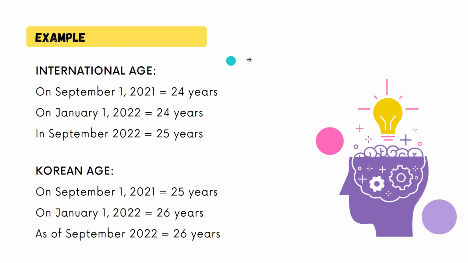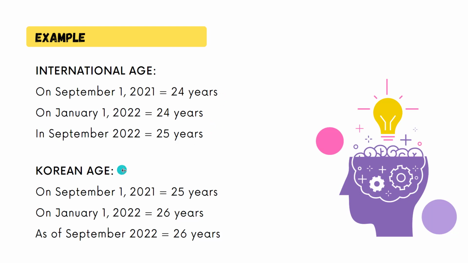When it comes to international age, if you're born in September, say your age is 24 years on September 1, 2021, then on January 1 you will still be 24 years, because you're not going to follow any Korean culture when it comes to international age. So you will still be 24 years, and when you reach September 2022, you will be 25 years. This is what we follow in our cultures.